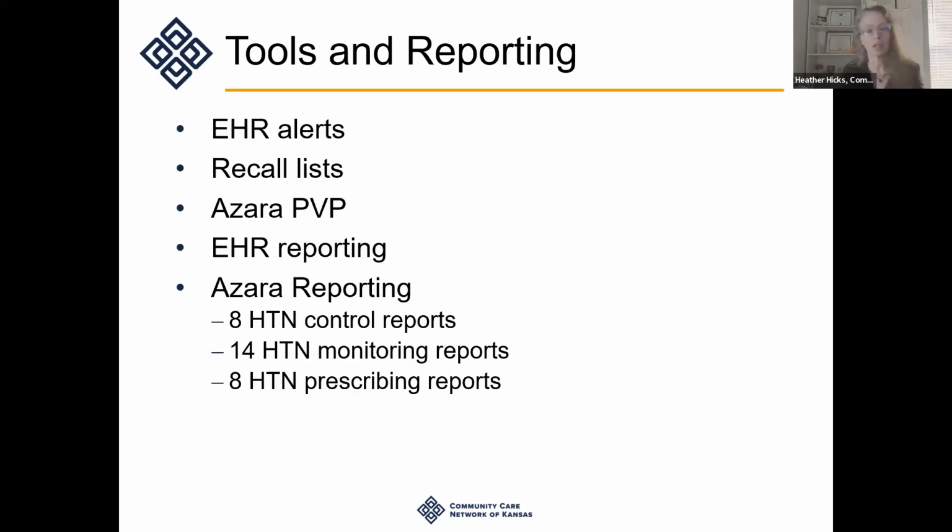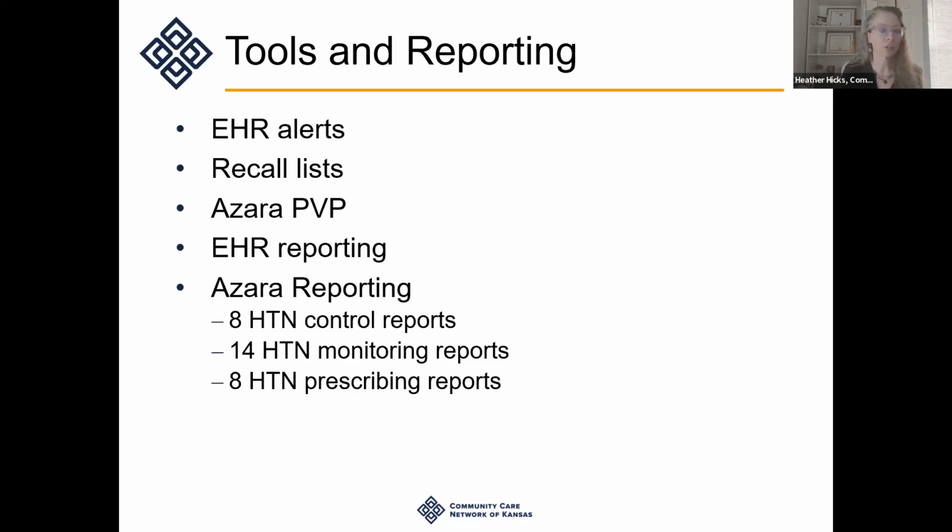And there are lots of different ways. I talk about Azara primarily because that's what I have access to. I am fully aware and completely supportive of those of you that do more reporting out of your EHR. I don't have access to it, so I can't speak to it. So that's why you hear me talk about Azara a lot more.